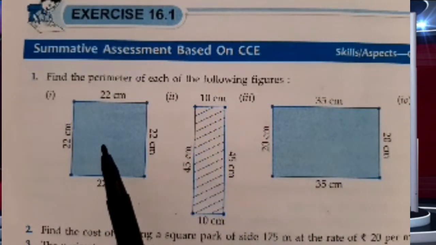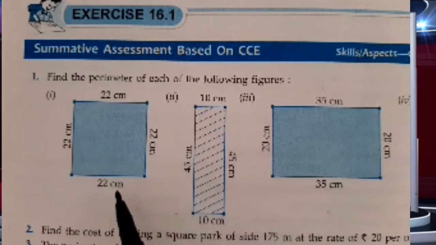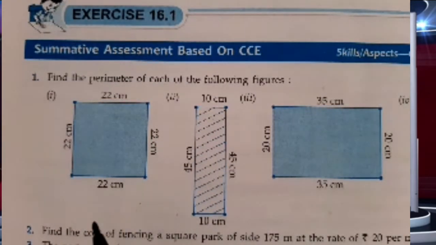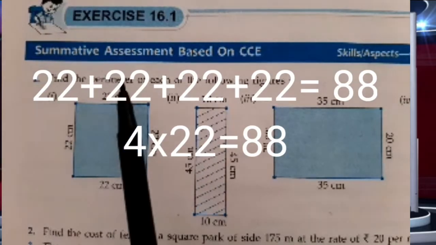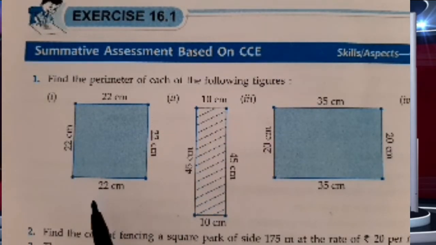Here students, you can see it is a square because all the 4 sides are 22 centimeters, that is equal. So you can even add up all the 4 sides, that is 22 plus 22 plus 22 plus 22, which is 88. Or you can apply the formula also. Perimeter of square is equal to 4 into side, that is 4 into 22, which is 88.